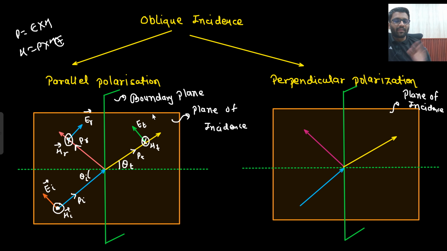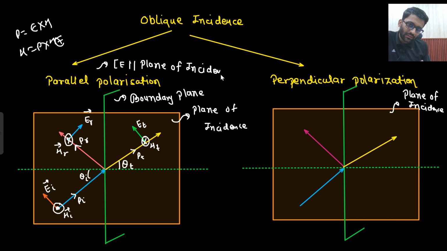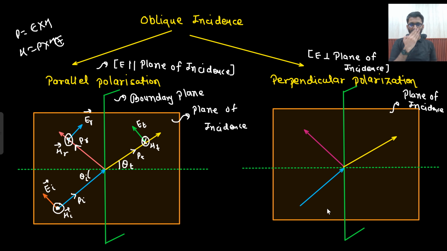So this was our parallel polarization. I hope you must have understood. In parallel polarization, E is parallel to the plane of incidence. So here I am writing E is parallel to the plane of incidence. Now perpendicular polarization. In perpendicular polarization, E will be perpendicular to the plane of incidence. So E could be coming towards me or going into the plane. I am assuming E is coming towards me.